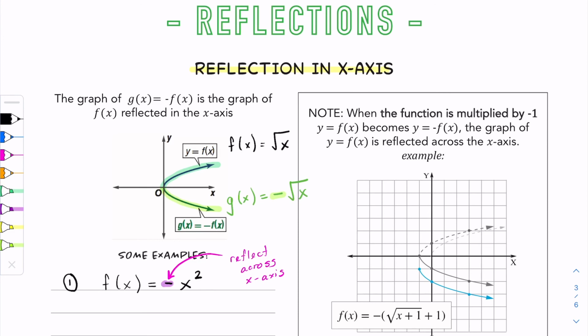All right, another example could be an absolute value. Let's do f of x is equal to negative times the absolute value of x plus 3 minus 2. All right, this negative sign is multiplied to the whole function. So once again, this is reflecting across the x-axis. Okay, it appears as if the parent function was multiplied by a value of -1.